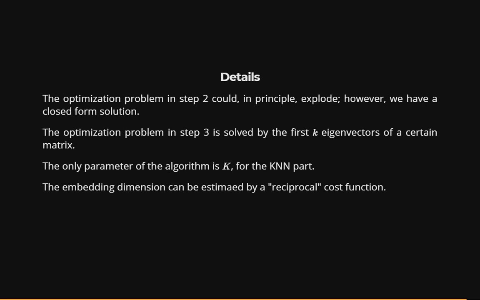Anything else about this? Yes, okay. The embedding dimension can be estimated by a reciprocal cost function. That is what I was talking about before. So you take your points downstairs, the low dimensional ones. You find the best weights that write every point as a combination of the nearby points, and you bring the weights back on the manifold, and you see how much you get it wrong. And this gives you a cost function which you have to minimize to find the embedding dimension. So obviously, you don't minimize it, you just check it for every embedding dimension, which is easier than minimizing.